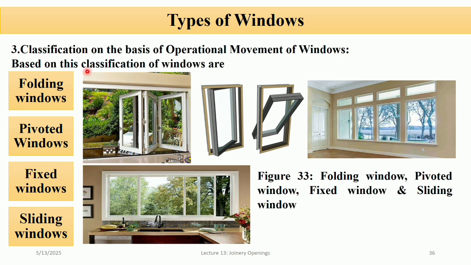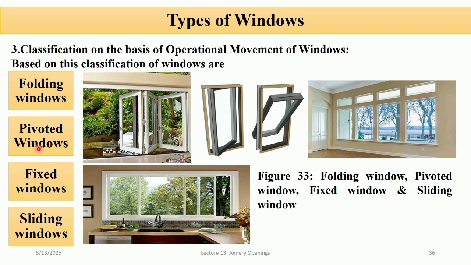So based on this classification of windows are folding window. So folding window, you can see here, this is a folding window, consists of multiple panels that are joined with hinges and can be folded to one or both sides like an accordion. So it is ideal for opening or spaces needed full ventilation, and it is common in balconies or modern living area. And it offers a wide, unobstructed view when fully open.